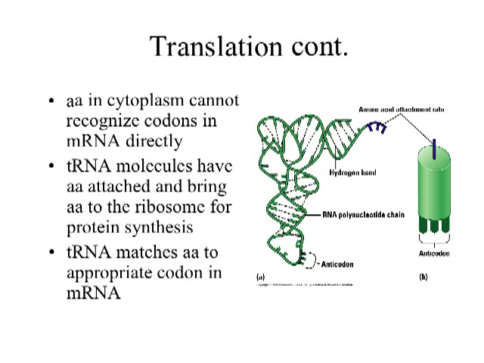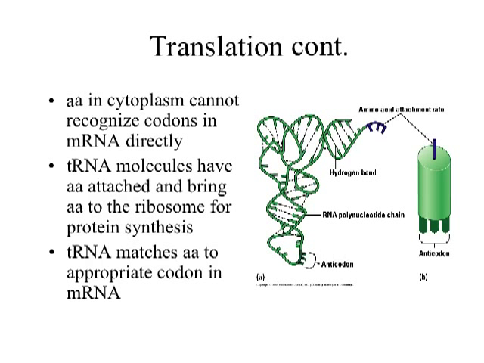The amino acids that are going to make up the polypeptide chain are all floating in the cytoplasm, but they're like blind mice. They can't recognize the codons in the mRNA directly, so they need tRNA to help them. So tRNA molecules on one end attach a specific amino acid to themselves, and they bring that amino acid over to the ribosome for protein synthesis. So we're going to have tRNA that matches an amino acid to the appropriate codon in the mRNA.